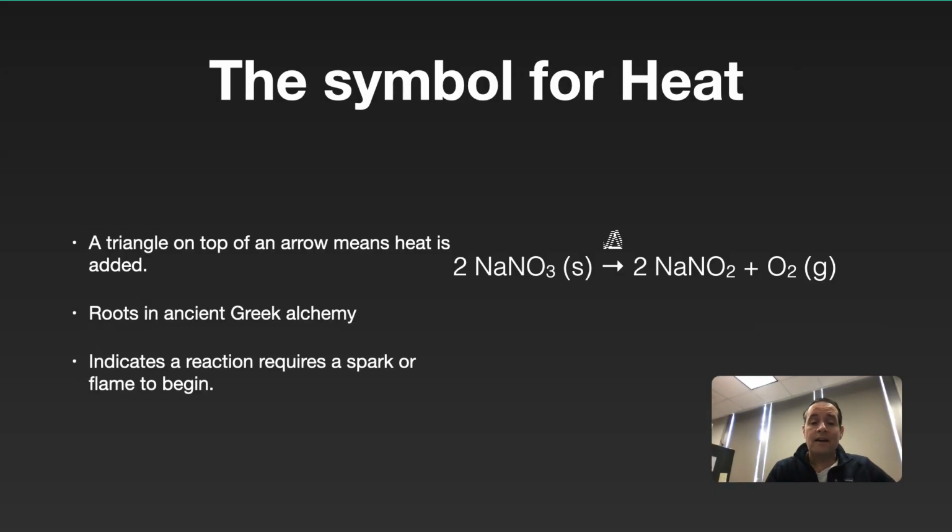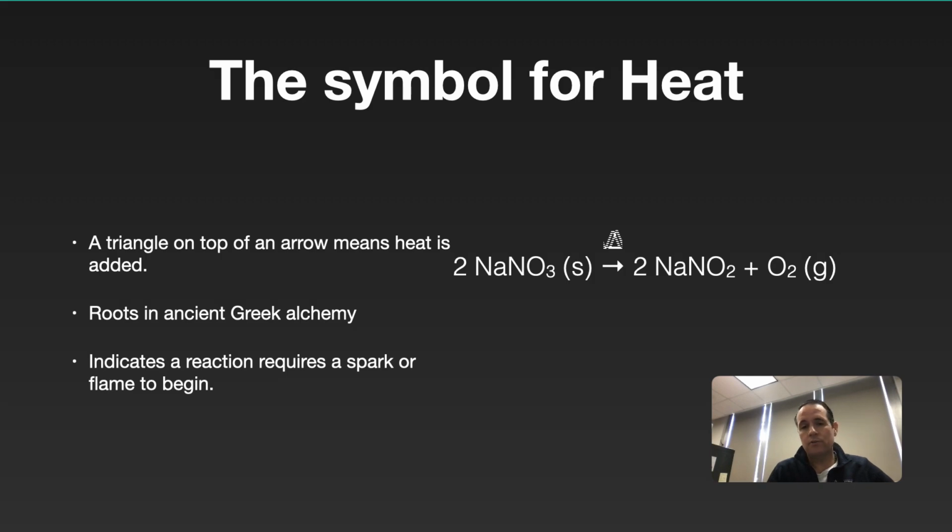You will oftentimes see a small triangle written on top of the reaction arrow. This is actually a throwback to ancient alchemy, where the triangle was the symbol for fire. In modern chemistry, it tells us that the reactants must be heated, perhaps with a Bunsen burner or a match, for the reaction to occur.